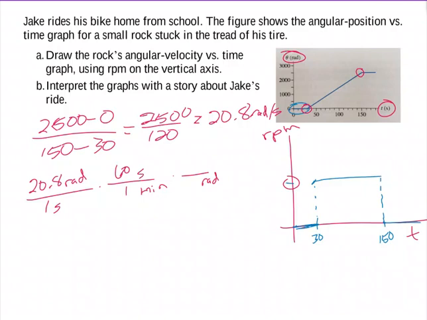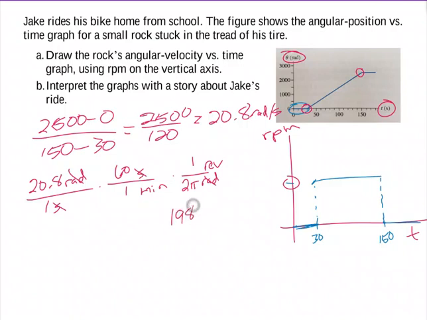Revolutions is a non-real unit, but we can put it on here because that's what we need. How many radians are there in 1 revolution? 2 pi. So there's 2 pi on the bottom and 1 revolution on the top. Now we can multiply that through. Seconds are gone, radians are gone, and I'm left with revolutions per minute. 198.9.